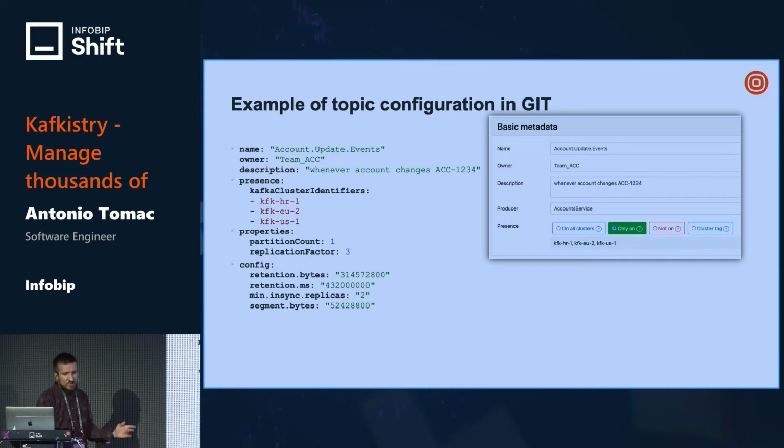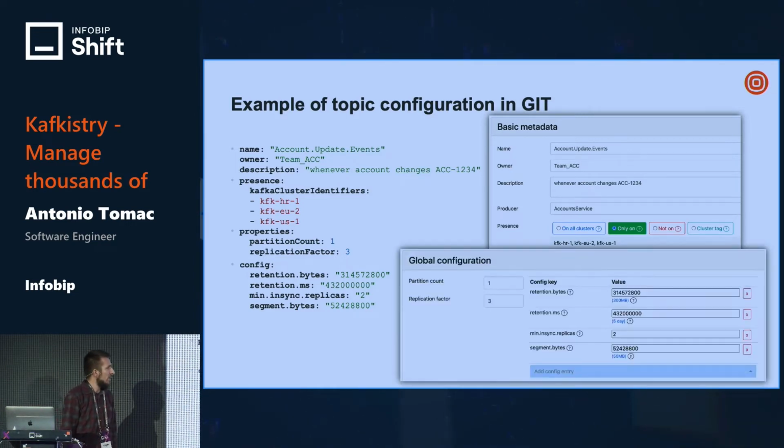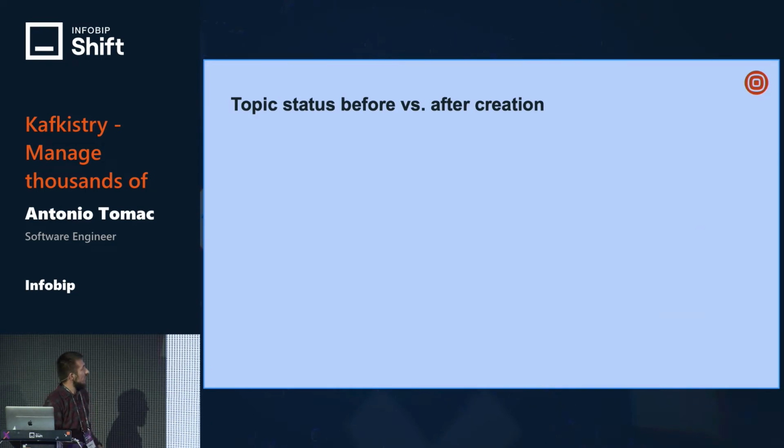And of course, each topic has some basic properties specific to Kafka, like partition count, replication factor, retention, and stuff like that. And for that too, there is a corresponding UI input where we enter those numbers, and this UI actually helps us by showing human readable values for those big numbers.